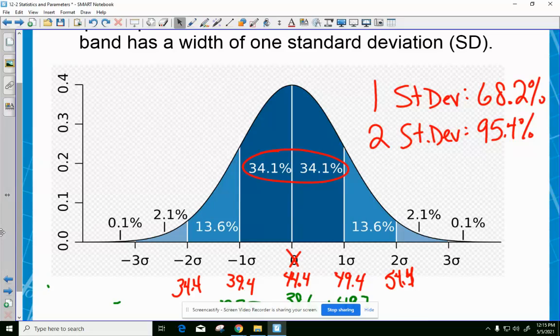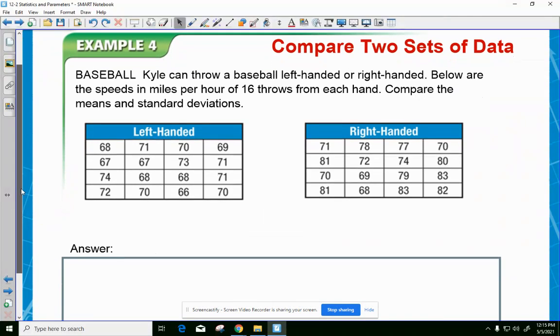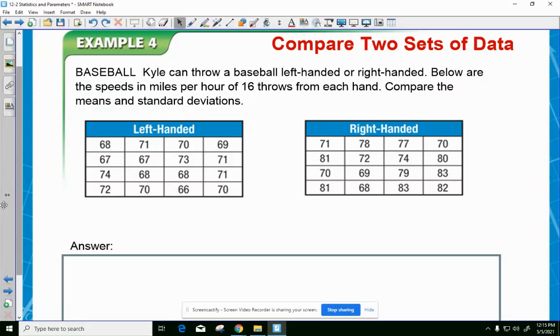Okay? So I have one more that I want you guys to try. It's about Kyle. He's a baseball player. Kyle can throw with both hands. Here's Kyle's pitches as a lefty and Kyle's pitches as a righty. So here's what I want you to do. Clear out whatever you got in your Desmos. Sure. Clear that out.